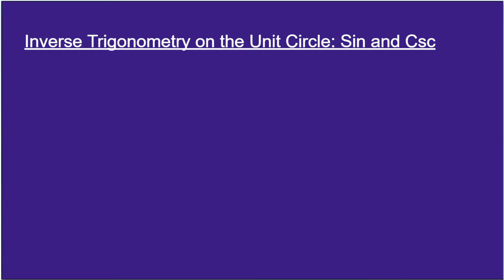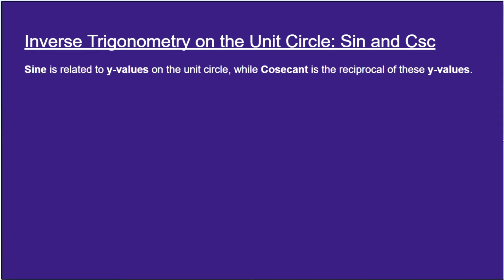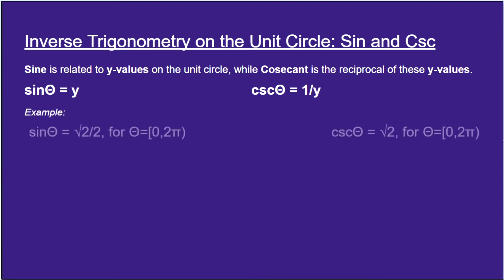I think that the best way for us to get a better idea of how to solve these inverse trig problems with different functions is to just see some examples. So remember, guys, sine is related to the y values on the unit circle, whereas cosecant is the reciprocal of these y values. So as you can see here, sine of theta is y, cosecant of theta is 1 over y. So let's do some examples.